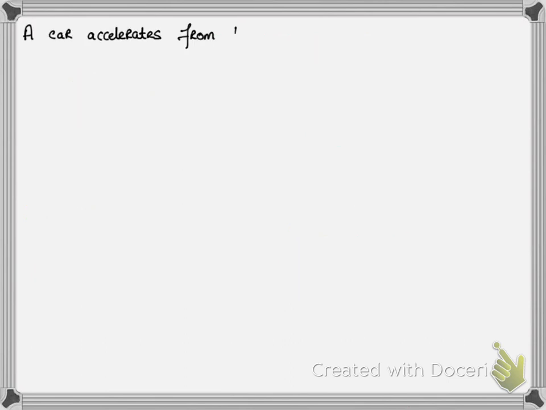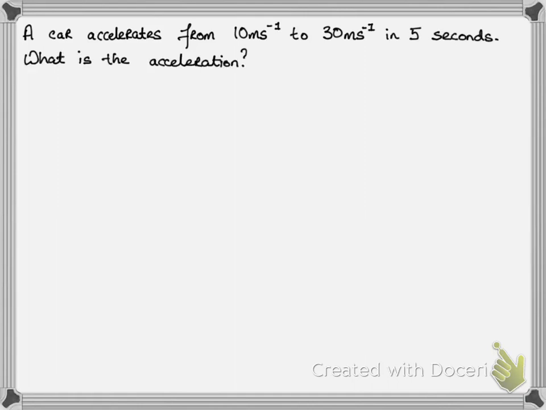Let's start with an example. A car accelerates from 10 meters per second to the minus 1 to 30 meters per second to the minus 1 in 5 seconds. What is its acceleration? With these SUVAT equations, you should start by writing SUVAT on the side of your page. If you're uncertain what these symbols represent, I'll go through them.